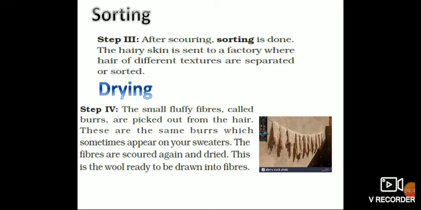Okay, third step. After scouring, sorting is done. The hairy skin is sent to a factory where hair of different textures are separated and sorted. See, not all sheep have fine hair. Some sheep have coarse hair and some sheep have fine hair. So it is sorted in the factories. After scouring, it is sent to the factory for sorting the different textures of sheep's hair. Okay, clear?